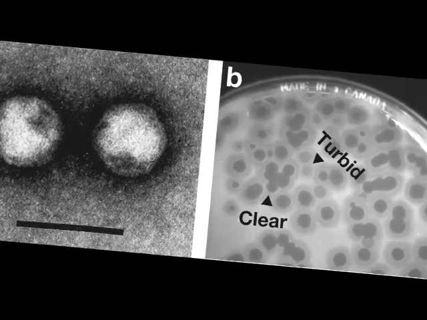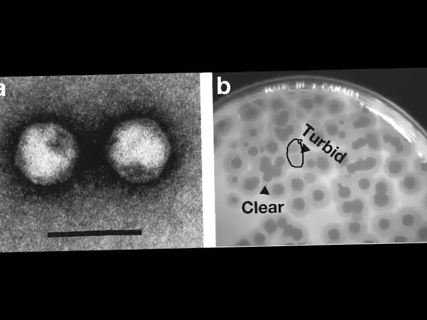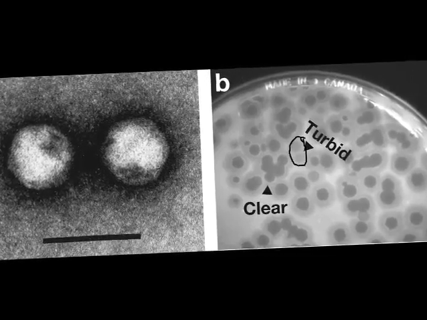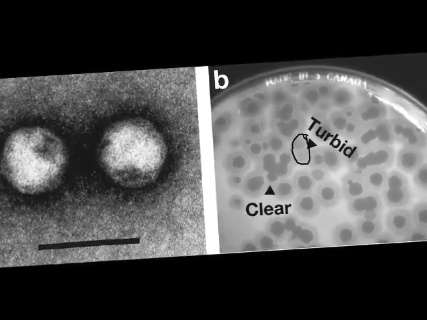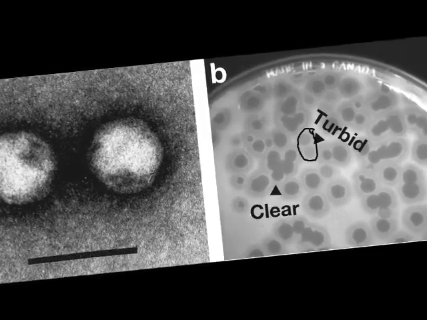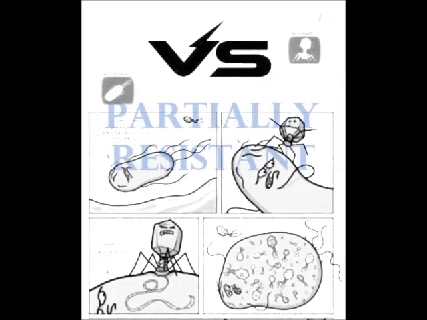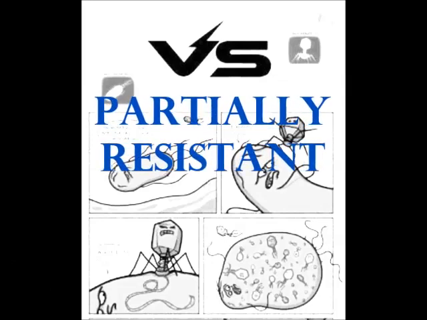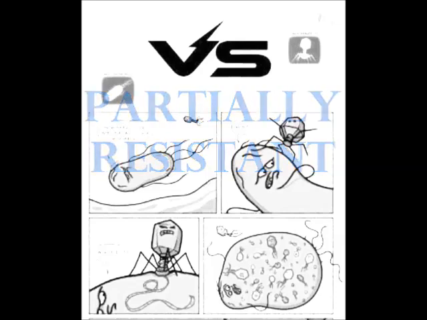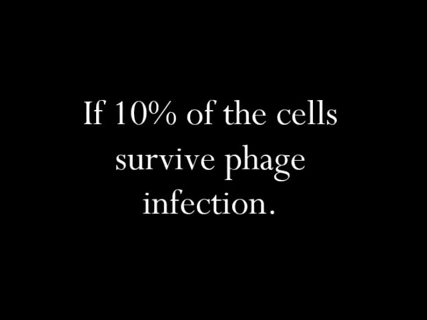A clear plaque will be formed if the host is completely susceptible to the phage. Often a clear plaque will be slightly turbid at the edge because the cells at the edge of the plaque are not yet fully lysed. If the host is partially resistant to the phage, then the plaque may be uniformly turbid, for example if 10% of the cells survive phage infection.